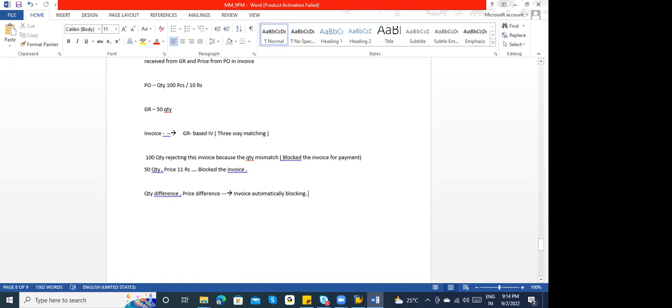Now coming to the concepts here. The first concept is the normal vendor invoice. The second concept is credit memo, and the third concept is subsequent debit.